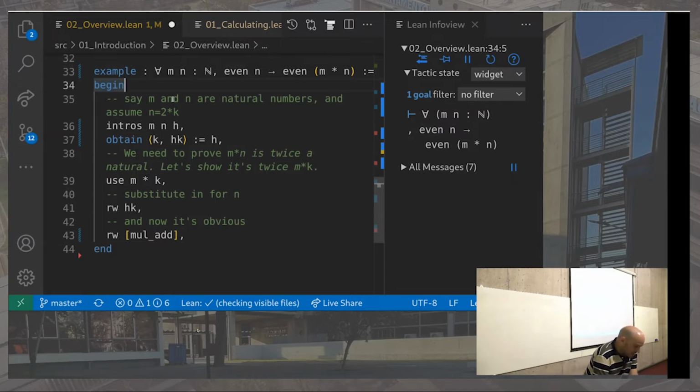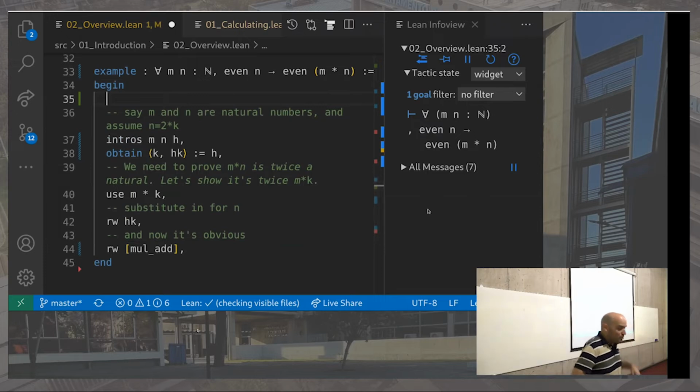But now Lean is saying you have to prove that for all m and n natural numbers, blah blah blah blah. So this is okay. It's exactly the statement we have to prove. So how do we start such a proof? Well, I would say let m be a natural number. So I would say introducing a variable m. So I can say intro m.